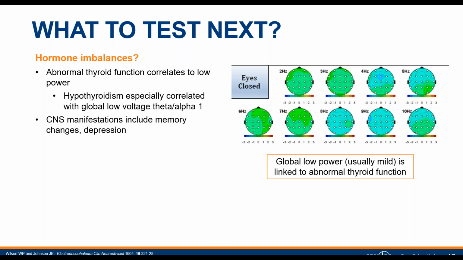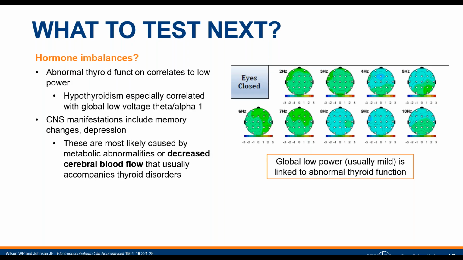And the symptomatic manifestations of this can be memory changes and depression. So it's keeping in line with the symptoms we see related to blue brain, but here we know that it's ultimately due to a thyroid problem. And the reason why we see these types of symptoms is because of the decreased cerebral blood flow that usually accompanies thyroid disorders. So I put that in bold because later on, when we get to discussing intervention ideas and case studies, it's really playing on blood flow.